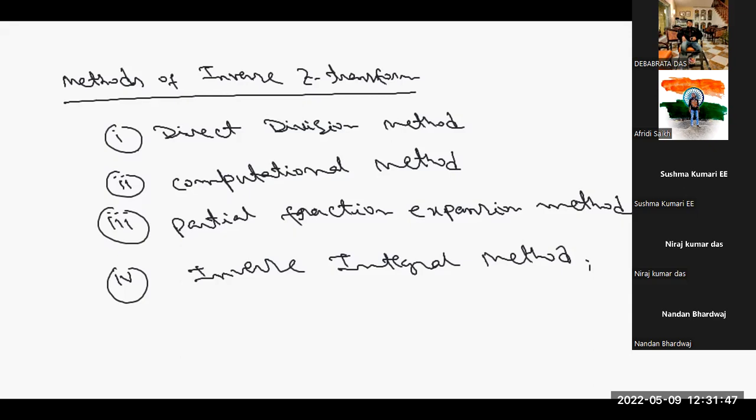Now you have to know poles and zeros. To know from the previous control system, what is a pole and what is a zero. Okay, so these poles and zeros we have to consider from the Z plane, that is, the Z transform. Okay, next.